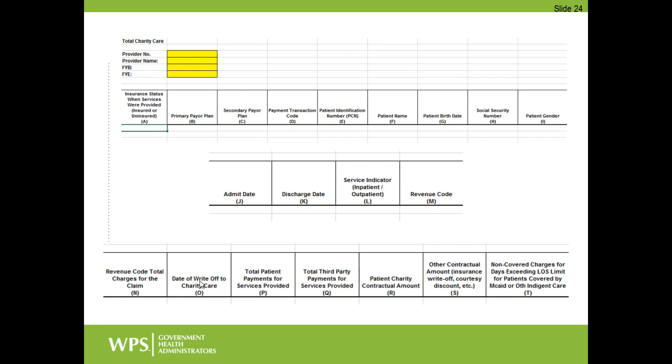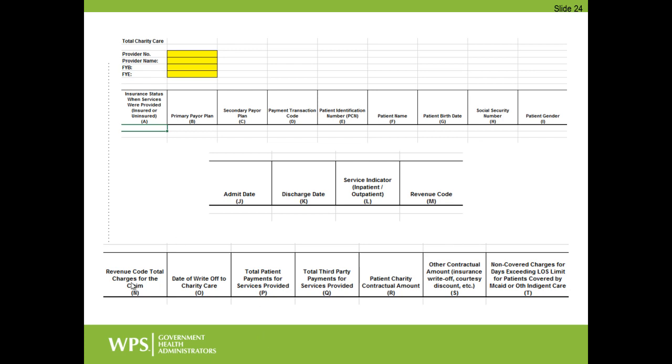We need to see the date of write-off to charity care. So what day was it actually approved for charity care? We already know the service dates, admit and discharge. Now we need to see the write-off date, and it has to be within this cost reporting period. Now, column P is the total patient payments for the services provided. The important thing I want to mention here is this column is not the amount that goes into line 22. This is just total patient payments altogether.